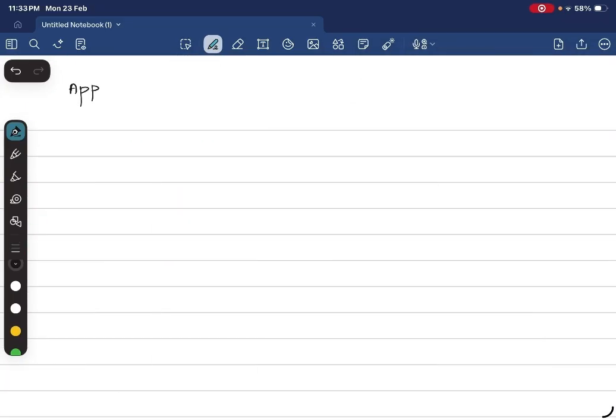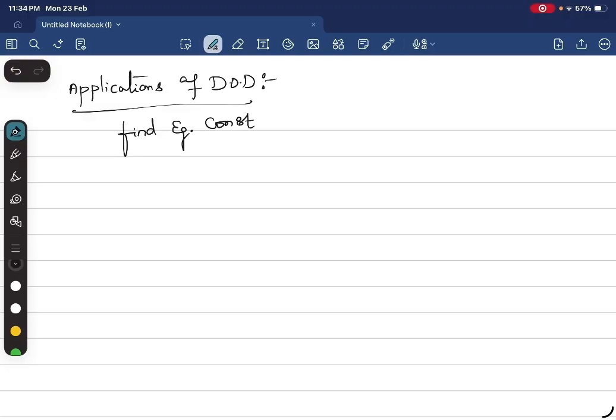And most important is the next one, applications of DOD. From here only, more questions are possible to ask. Applications of DOD, most important. Find equilibrium constants with the DOD. So calculate Kc.